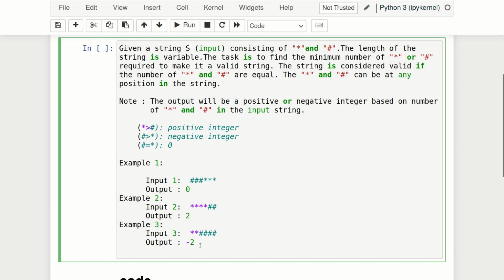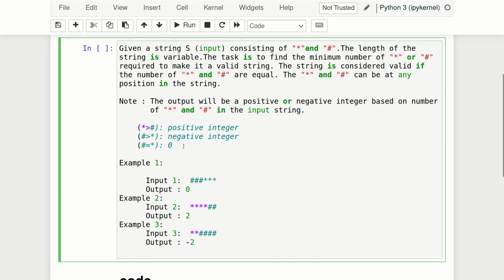But now if you see input 3, there is something different. In this case the number of star is 2 and the number of hash is 4. So we need 2 more star, but in this case the answer is minus 2. So 2 is okay, like in absolute terms we need 2 star, but the answer is minus 2. Why? This is because of this note.